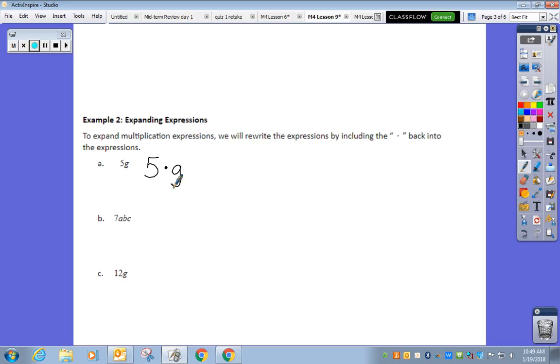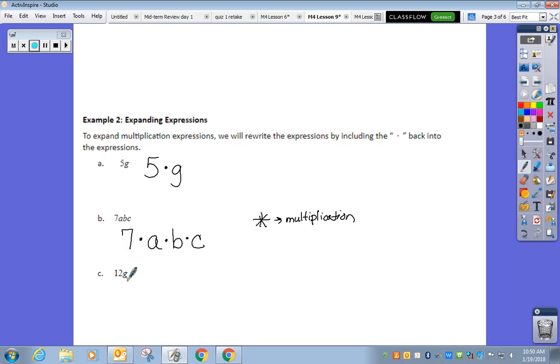Looking at letter B, we have 7abc, which means 7 times a times b times c. So once again, we're just going to put the multiplication symbols back in. If we were doing this in the computer, we would use the star symbol for multiplication. So just so you're aware, when you're doing homework or in PlayPosit, you would want to use that star symbol, okay? Now, the next one is just a little bit different.